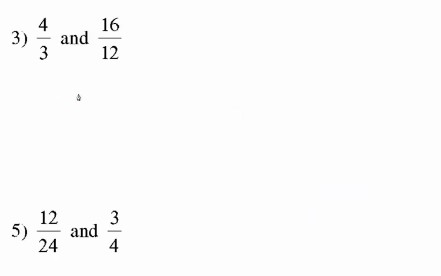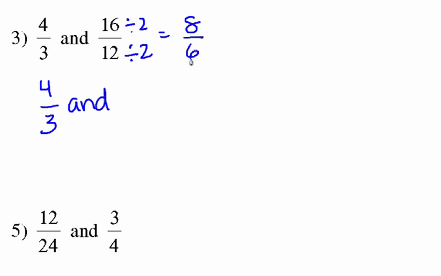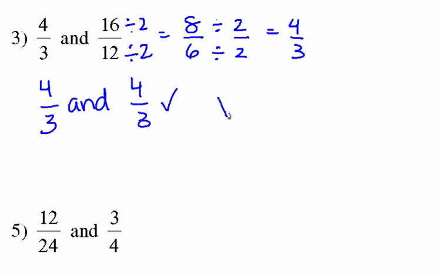In number 3, we have 4/3 and 16/12. 4 and 3 don't have any common factors besides 1, so 4/3 is as simplified as it gets. And then 16/12. Well, they are both divisible by 2, so I'll start with that. Divide them each by 2, and I get 8/6. Well, those are again both divisible by 2, which means I get 4/3. Hey, look at that. 4/3 and 4/3, those are equal to each other. So yes, these form a proportion.